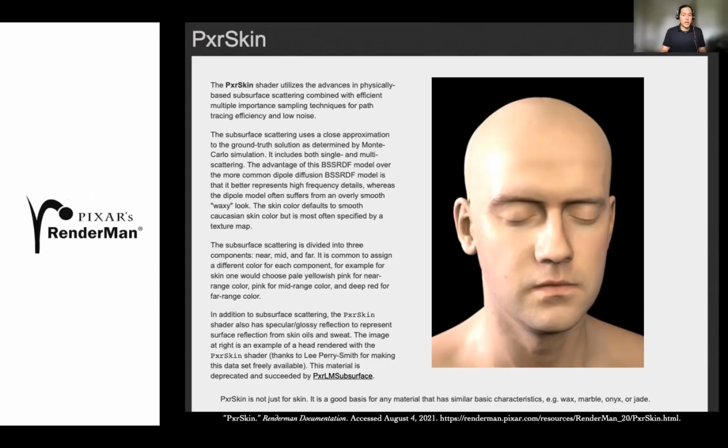All right, let's look at RenderMan, Pixar's skin shader. Here is the only picture in the documentation. Once again, when we're talking about skin, we're talking about white skin.